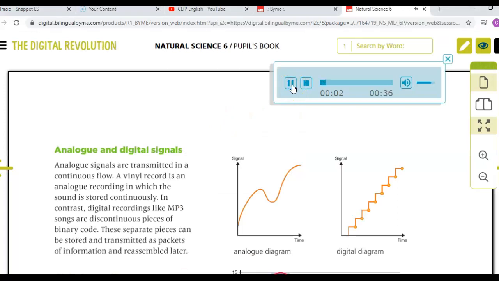Unit 6, page 87. Analog and digital signals. Analog signals are transmitted in a continuous flow. A vinyl record is an analog recording in which the sound is stored continuously. In contrast, digital recordings like MP3 songs are discontinuous pieces of binary code. These separate pieces can be stored and transmitted as packets of information and reassembled later.